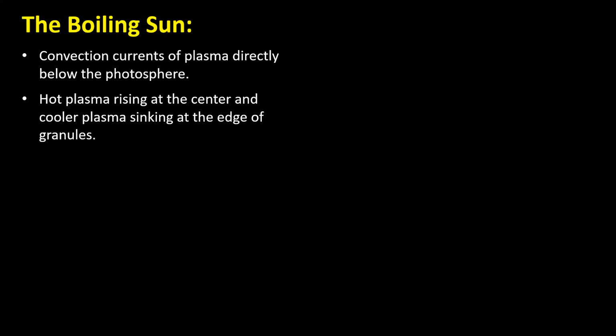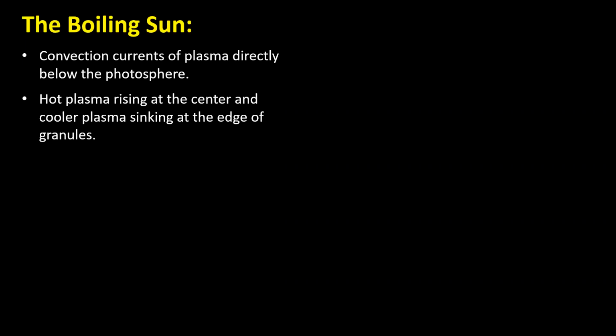So you can think about the Sun as some sort of boiling plasma, right? The convection currents of the plasma come directly out through the photosphere, and sometimes they overshoot into the chromosphere. Essentially, hot plasma is rising at the center of the granules, and the cooler plasma is sinking down through the edges of the granules that we call the intergranular lanes, right?